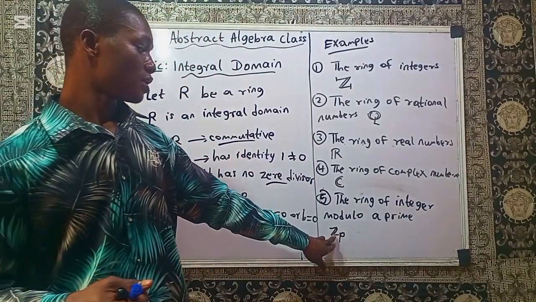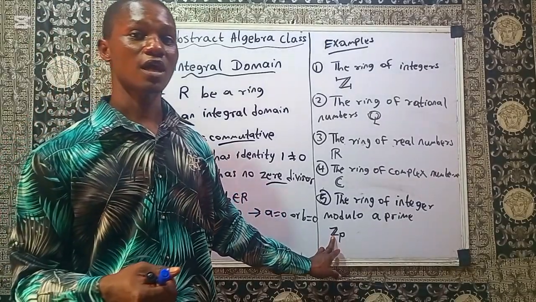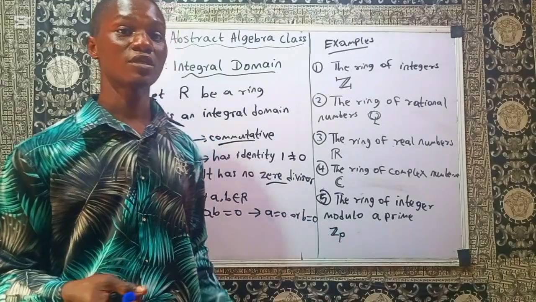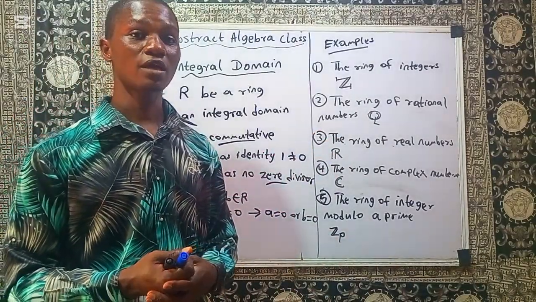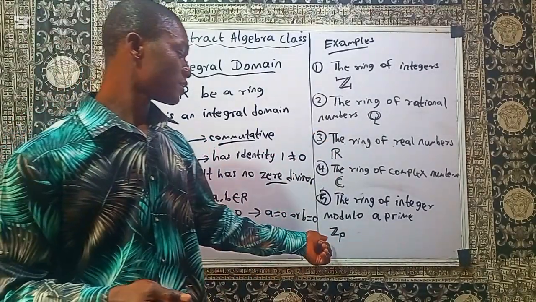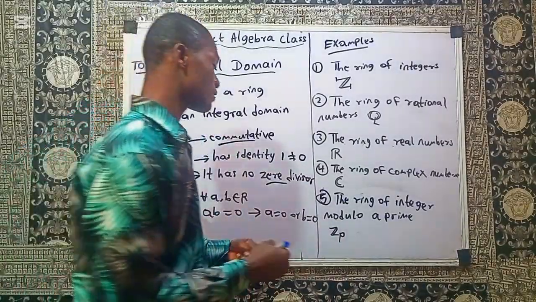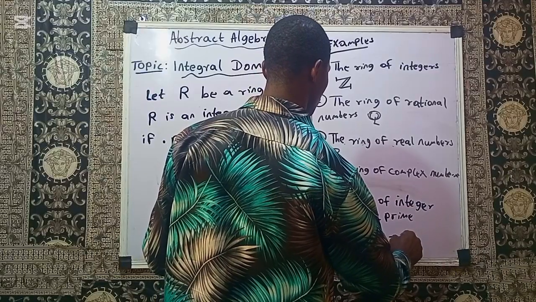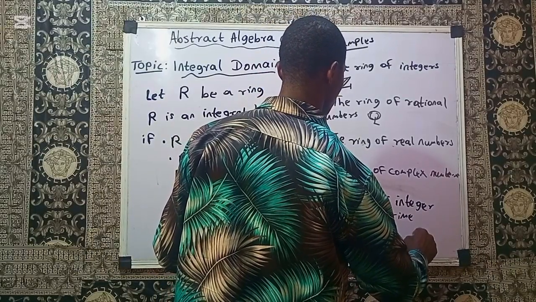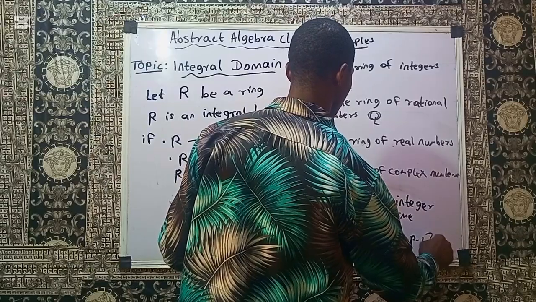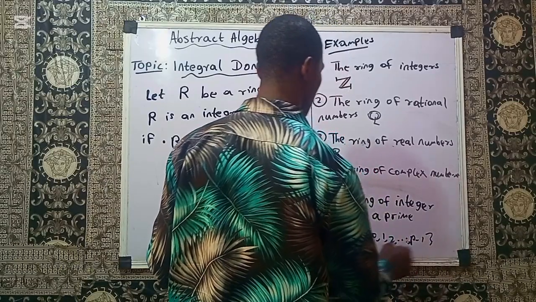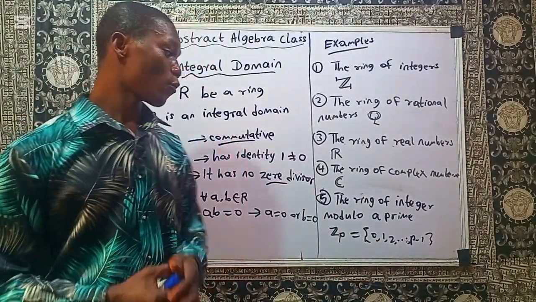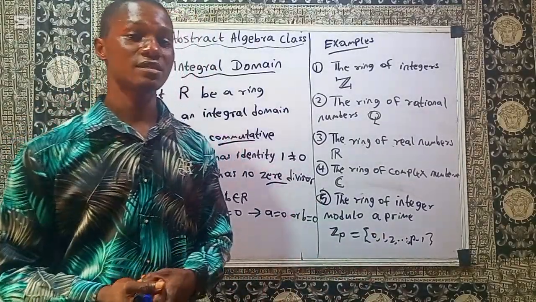Because all the elements of ZP are inside the integers, all the elements of ZP are also elements of the integers. So commutativity holds there, and we know that 1 is in ZP, because elements of ZP are in this form: 0, 1, 2, dot dot dot up to P minus 1. So this is how the elements of ZP look. So it's elements starting from 0 to 1 less than P. So 1, the multiplicative identity, is there.